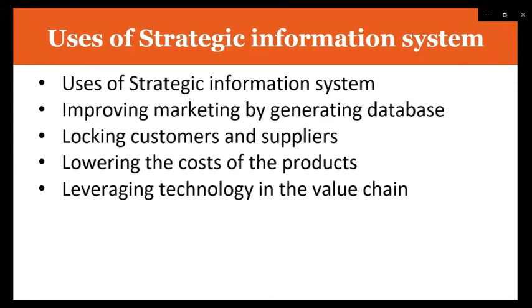And then leveraging technology in the value chain. In this way, the organization pinpoints the particular activities in the business where competitive market strategies can be applied and where the strategic information system can be more effective. So those are the strategic uses of the strategic information system.